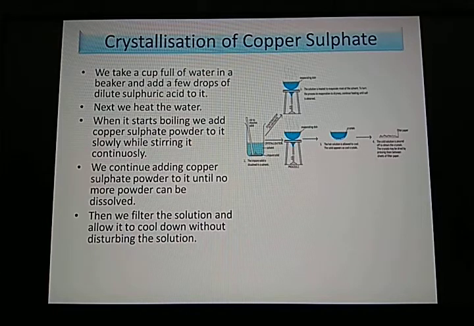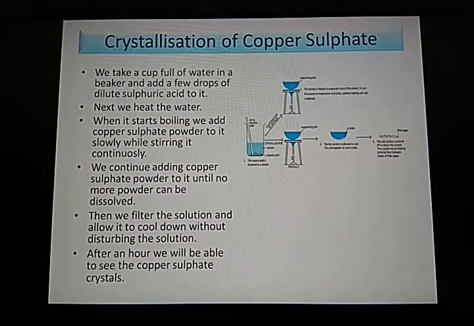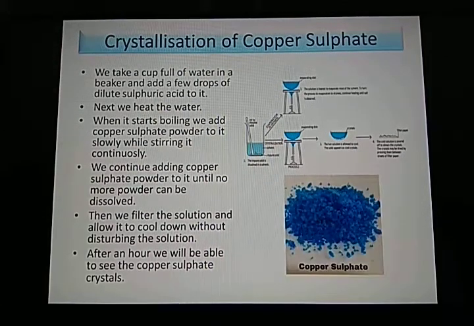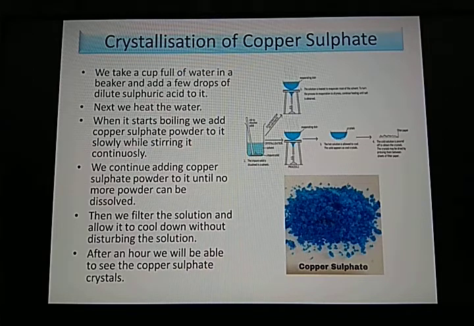So after say nearly an hour or two, we will be able to see some crystal formation, and these are the crystals of copper sulfate, or we can say this is the pure copper sulfate. So the pure copper sulfate crystals will look like this. In this way we can separate out the impure copper sulfate crystals and convert them into pure form.